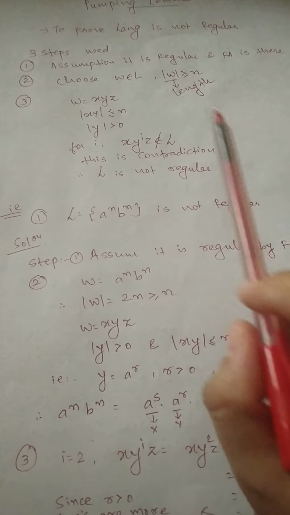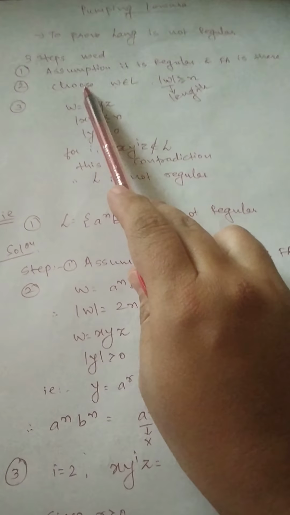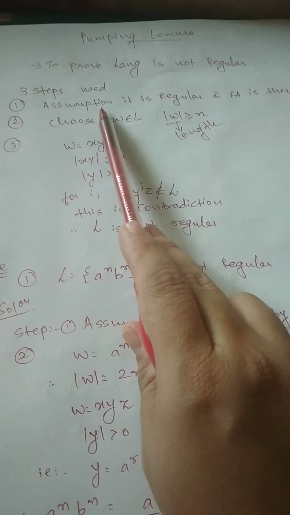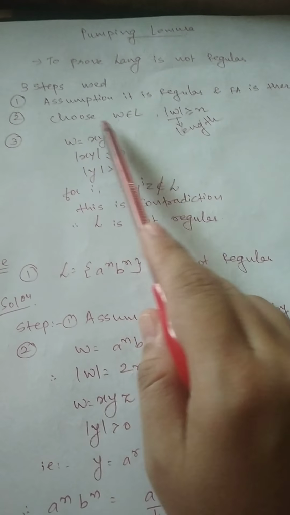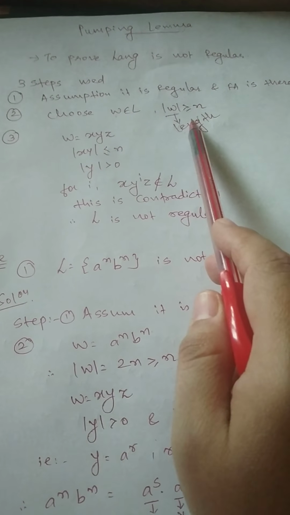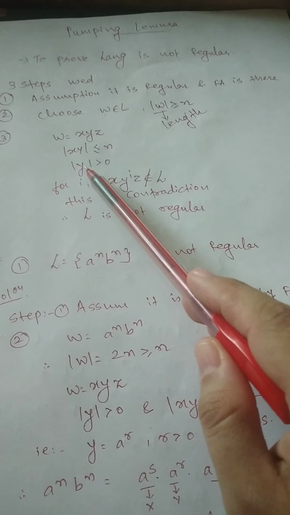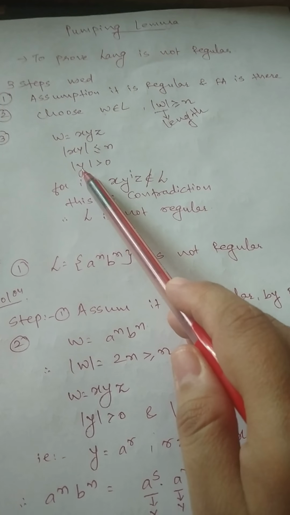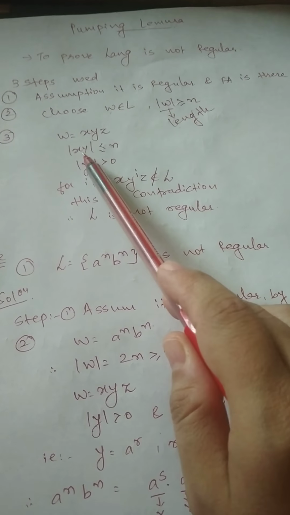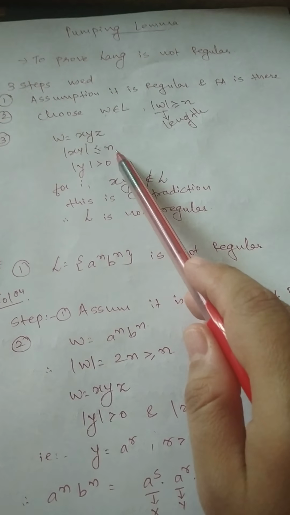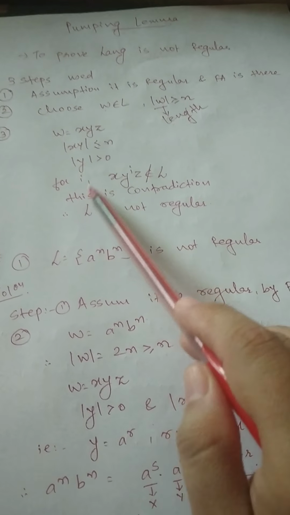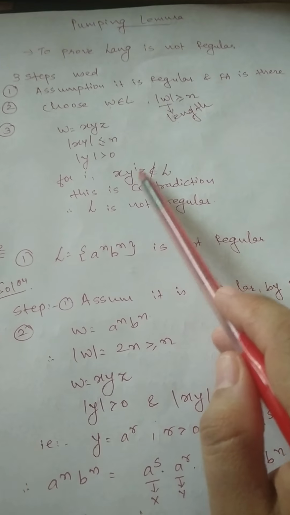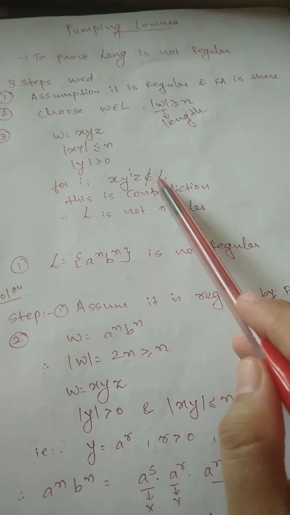Okay, so as discussed, we have to do 3 steps. Just an overview: the very first step, we assume it is regular. The second step, choose w such that it has some length. And third, you have to divide your string into 3 parts, x, y and z. The length of y must be greater than 0, and xy can have length less than or equal to n, and you have to select some i and prove that x y^i z does not belong to L.